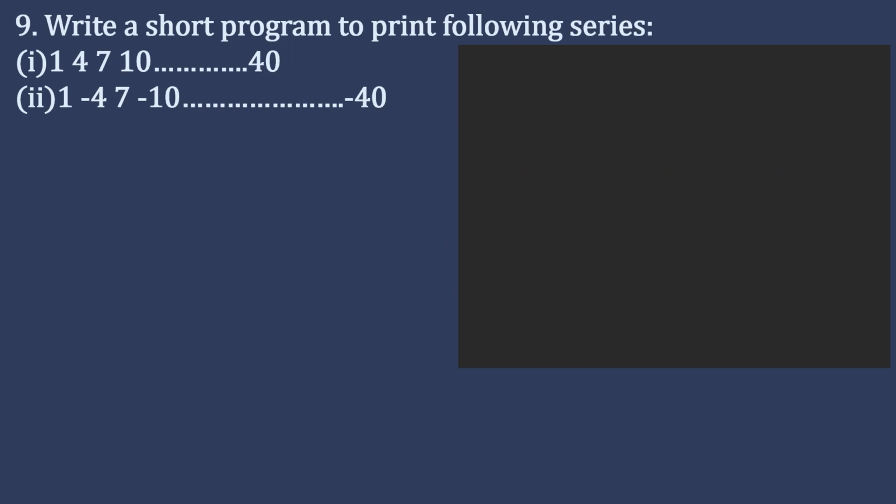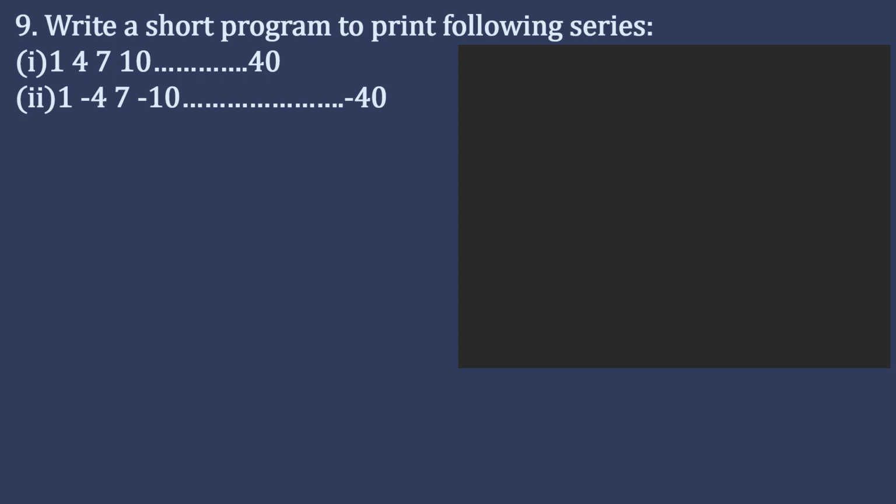Now write a short program to print the following series. The first series is 1, 4, 7, 10, like this till 40. As you can see in this series, the numbers are increasing by plus 3. The step value is plus 3. That means 1 plus 3 is 4, 4 plus 3 is 7, like this.